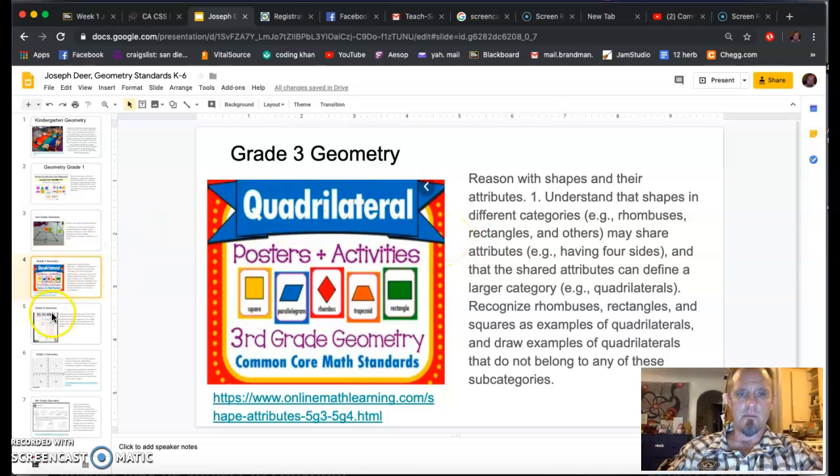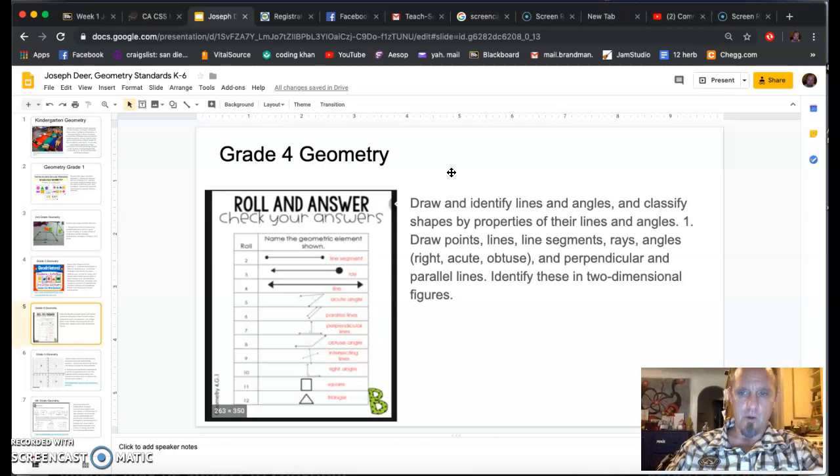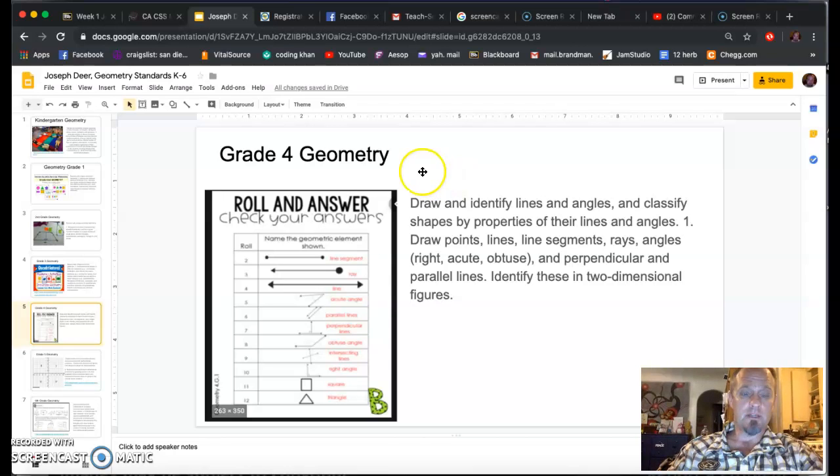And so by grade 4, they are supposed to draw and identify lines and angles, classify shapes by properties of their lines and angles, draw points, lines, line segments, rays, angles, and perpendicular and parallel lines. So this is just a lot of more complex terminology, and clearly more advanced, getting into more advanced aspects of shapes.